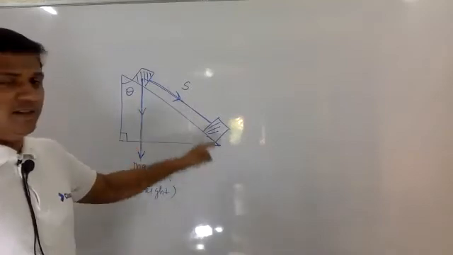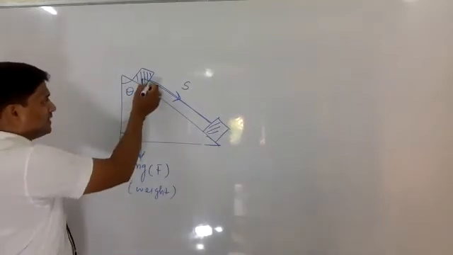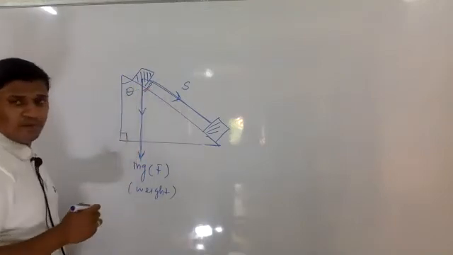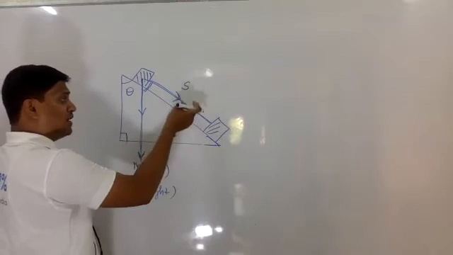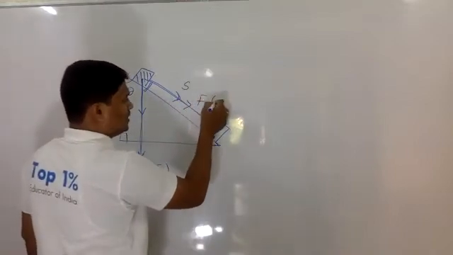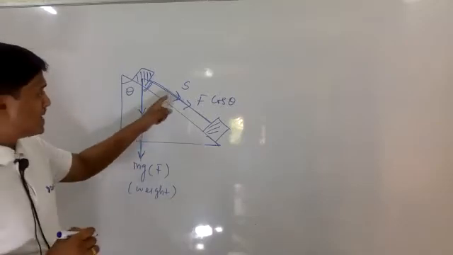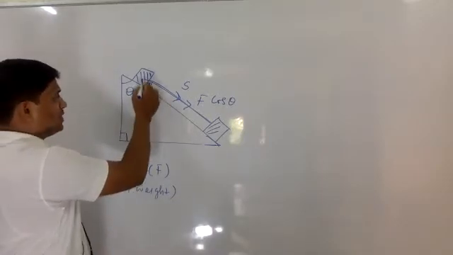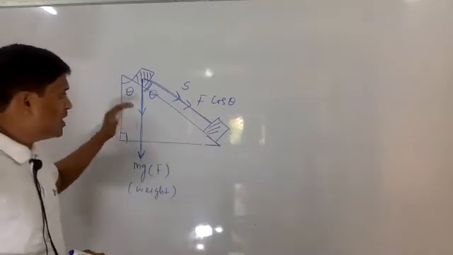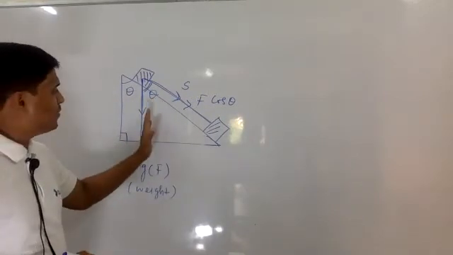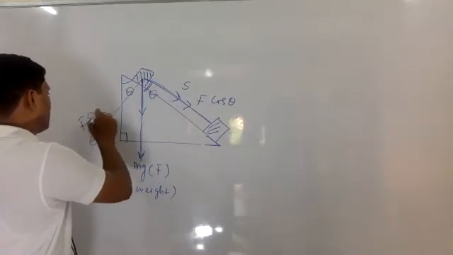And the displacement is in this direction. If this angle is theta, this angle could also be theta. If I ask you to find the component of this force along S, you can write F cos theta, no doubt. If I ask what is the component of this force along the displacement, one component will be F cos theta, another will be F sin theta.